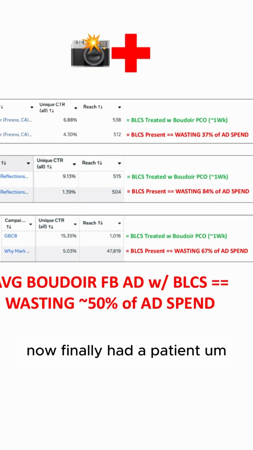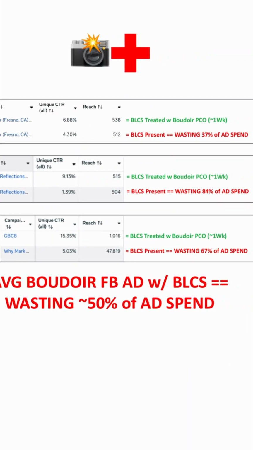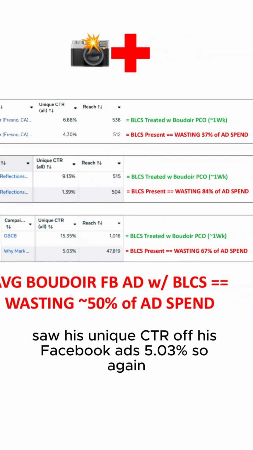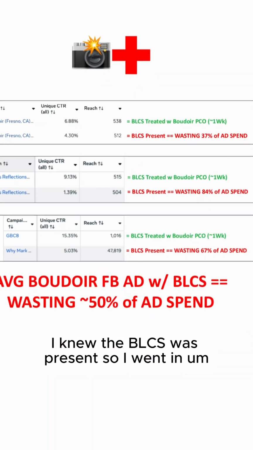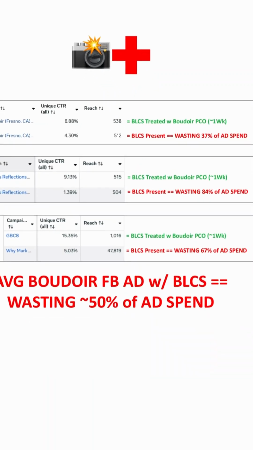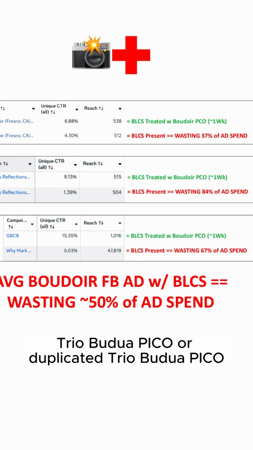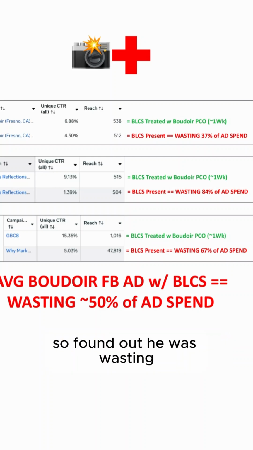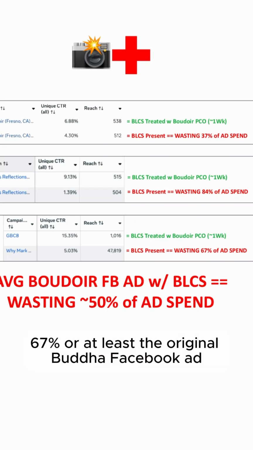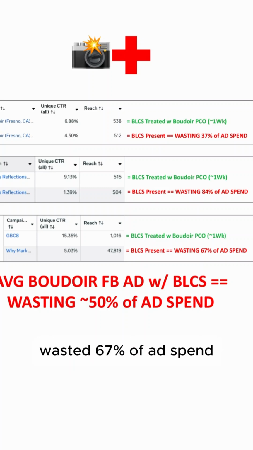Now, I finally had a patient whose unique CTR of his Facebook ad is 5.03%. So again, I knew the BLCS was present. So I went in, duplicated it, treated it with Boudoir Pico, took about a week, and got his unique CTR up to 15.35%. So I found out he was wasting 67%, or at least the original Boudoir Facebook ad was wasting 67% of ad spend.